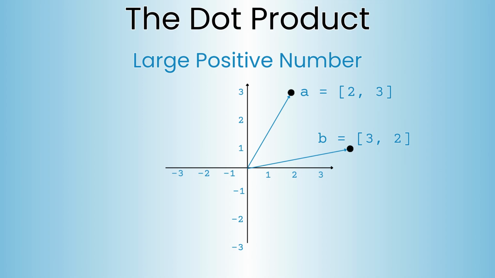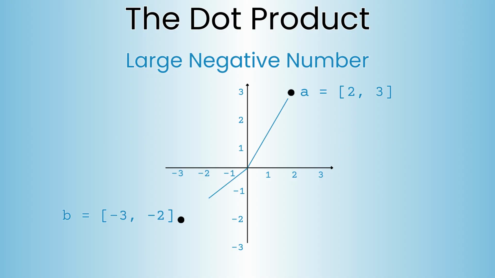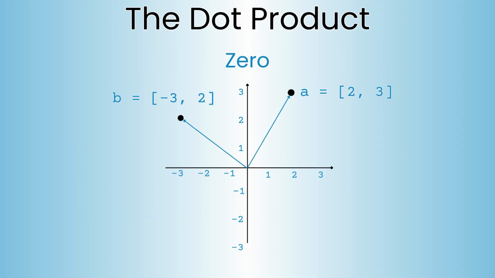Imagine we have two vectors A and B. If both vectors point in a similar direction, their dot product will be a large positive number, which means they are working together. If they point in opposite directions, their dot product will be a large negative number, meaning they are working against each other. And here is the most important part. If the two vectors are at a 90-degree angle to each other, also known as being orthogonal, their dot product is 0. They have no effect on each other.